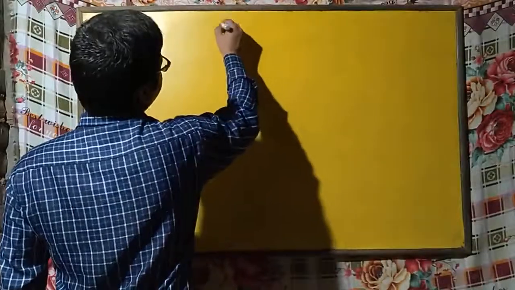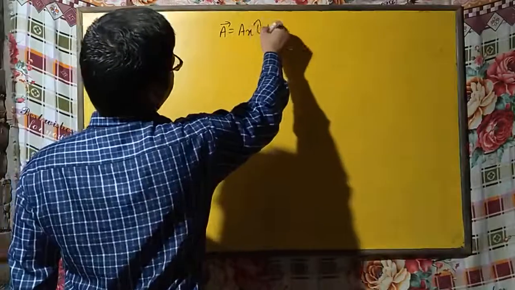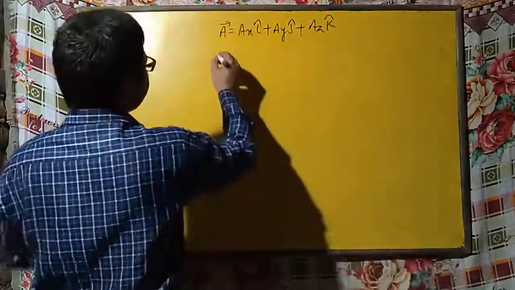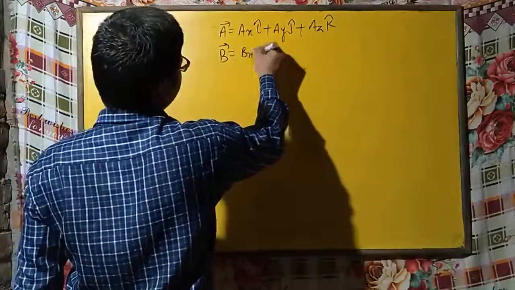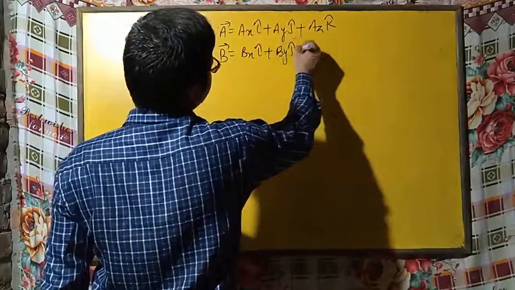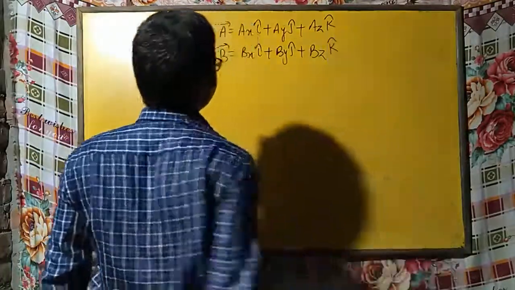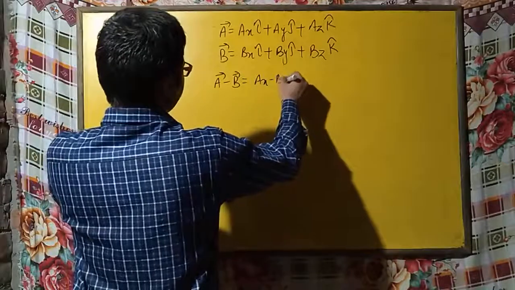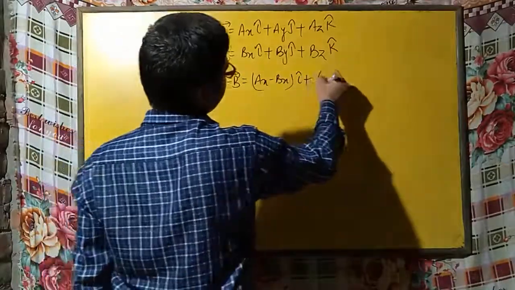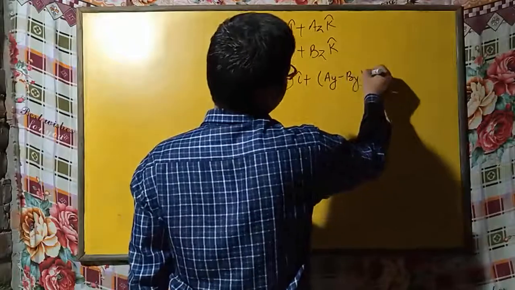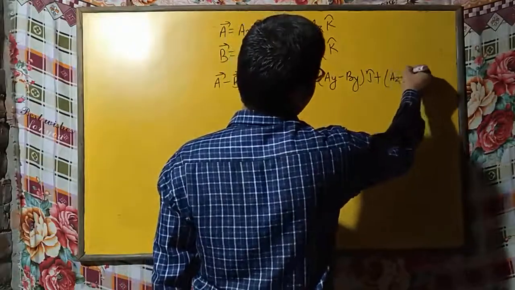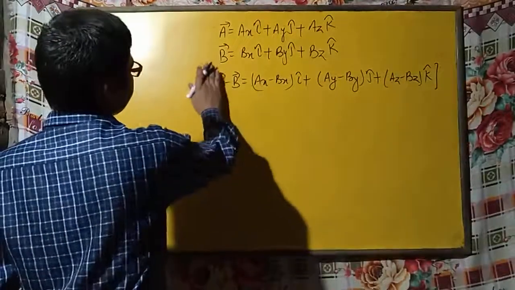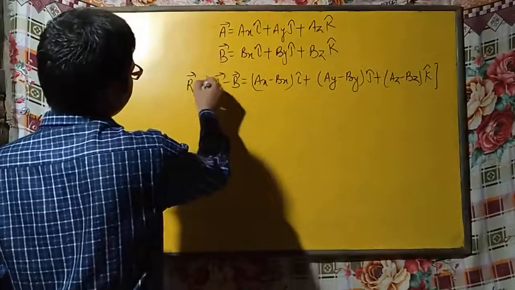If vector A is given like this, axi plus ayj plus azk, and vector B is given like this, bxi plus byj plus bzk, then a minus b will be given by (ax minus bx)i plus (ay minus by)j plus (az minus bz)k. So this is the answer. You can see this one is the r vector.